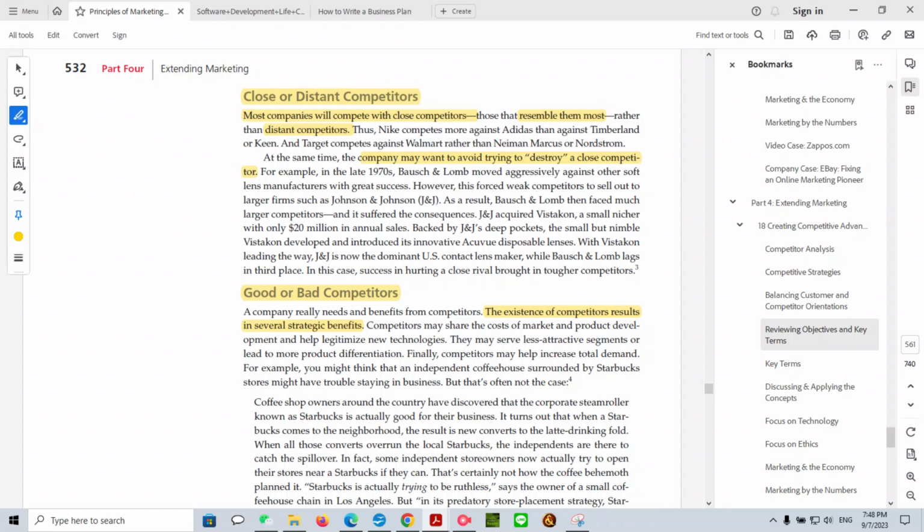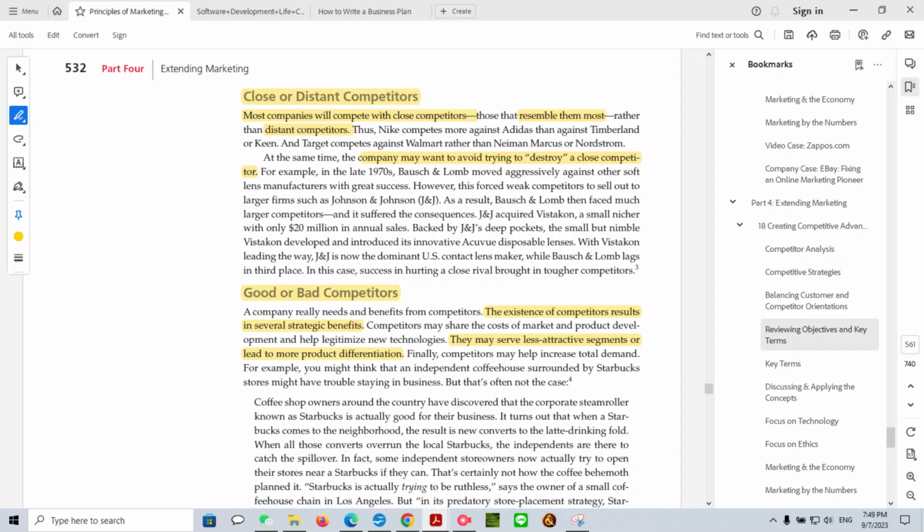They may serve less attractive segments or lead to more product differentiation. So let's say it's a product that neither of them individually could make differently, but when they work together, they can make a better product that will differentiate itself in the market.